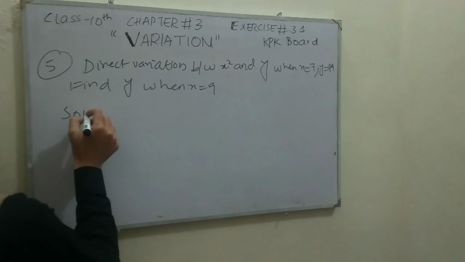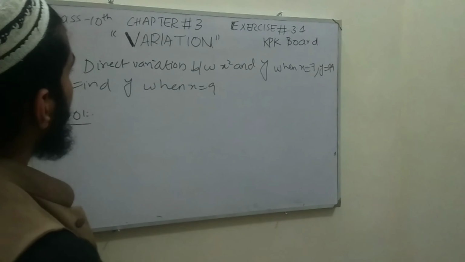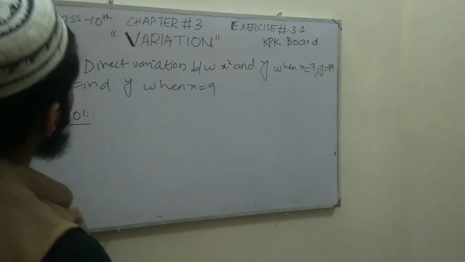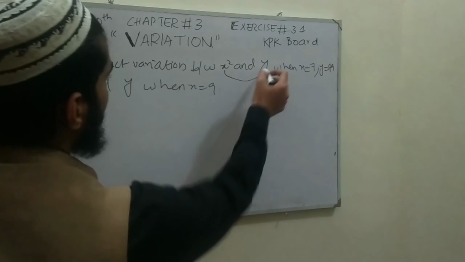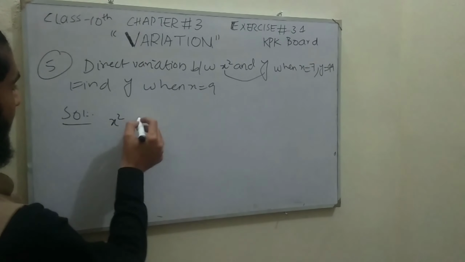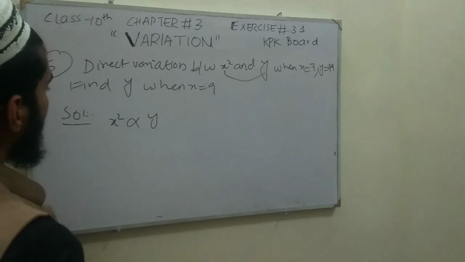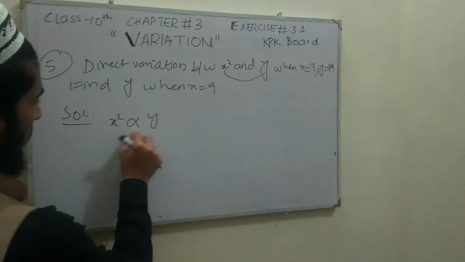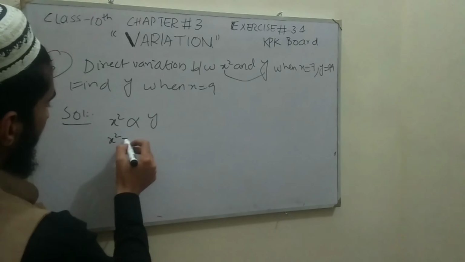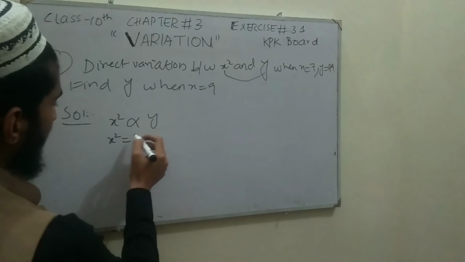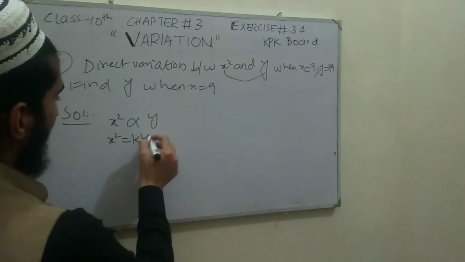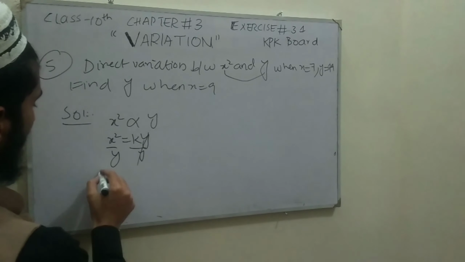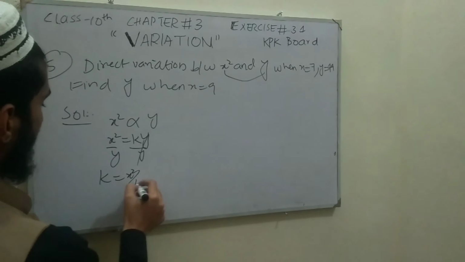Solution. We already learned in the introduction of this chapter that direct variation means that when one quantity is increased, the second quantity will automatically increase. So x square is directly related with y. This is the direct variation. Now by removing this proportionality sign, we bring in is equal to and a constant. Let the constant be k multiply y. Now divide both sides by y. y will cancel out with y, so we are left with k is equal to x square divided by y.